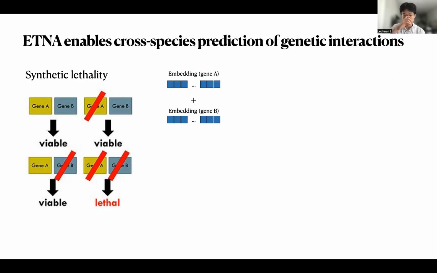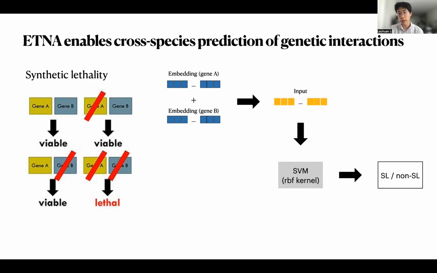And for a gene pair, we take the embedding for each of the genes, then we add the embeddings together to generate the input. And then we feed this input to a support vector machine. And the support vector machine will give whether the gene pair is synthetic lethal or non-synthetic lethal.